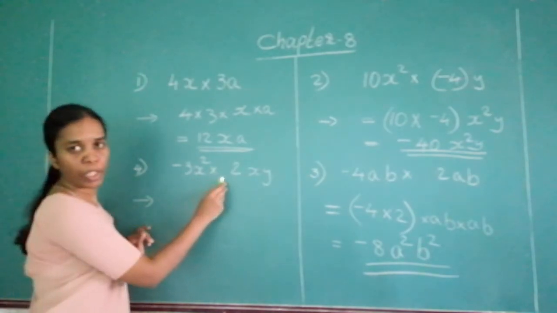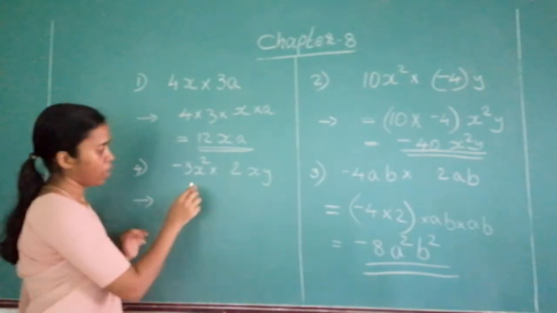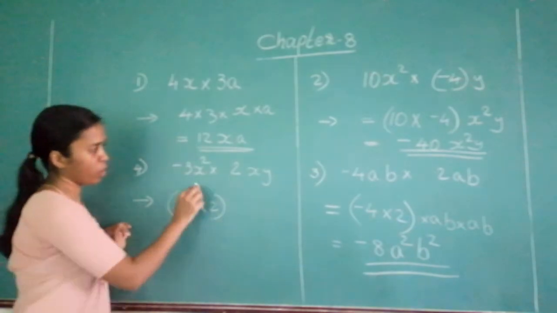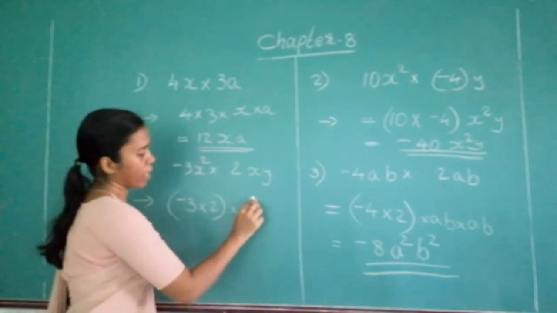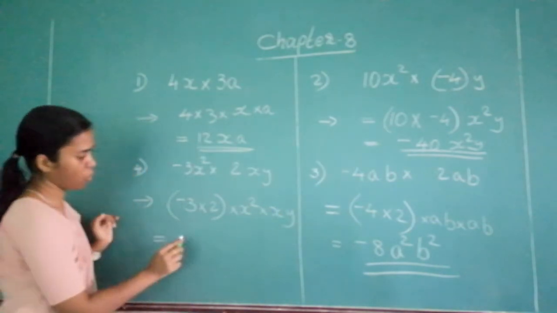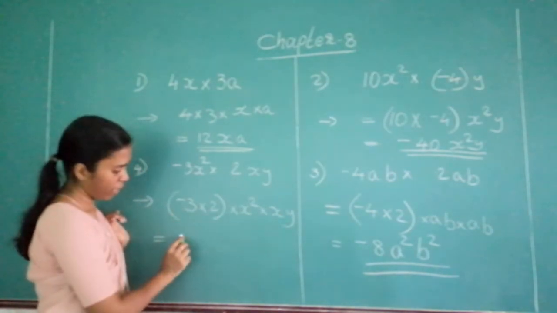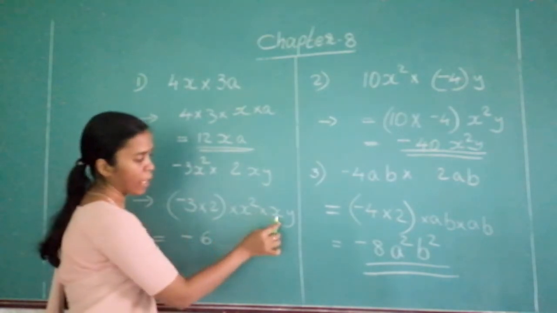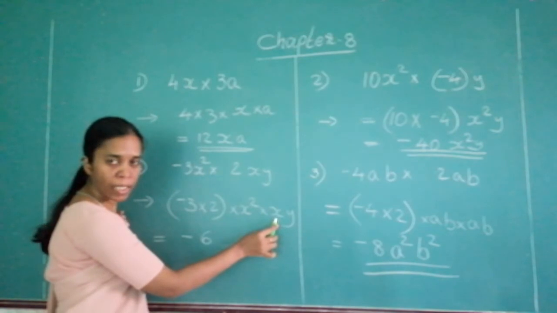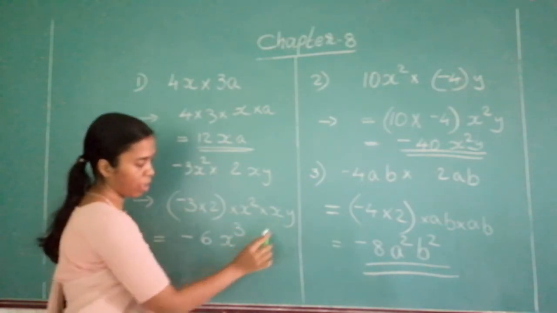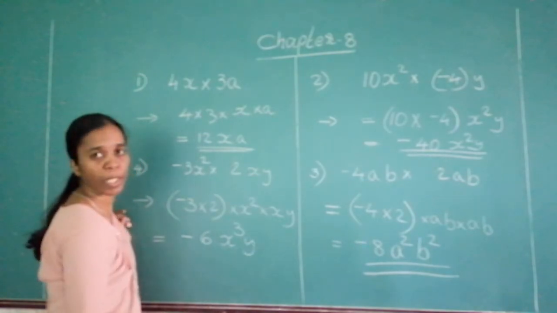Look at the fourth one over here. Minus 3x square into 2xy. Multiply the numbers. Minus 3 into 2 into x square into xy. That is equal to, signs are different, answer is negative. 2 3s are 6. x square multiplied by x, so you have x raised to 3. y is only 1, so y.